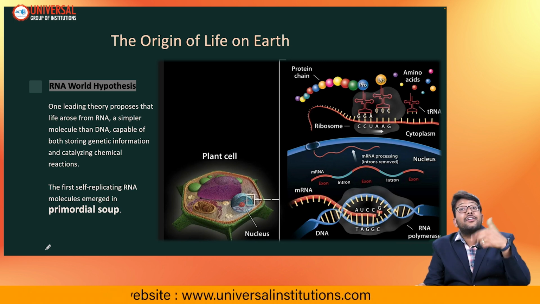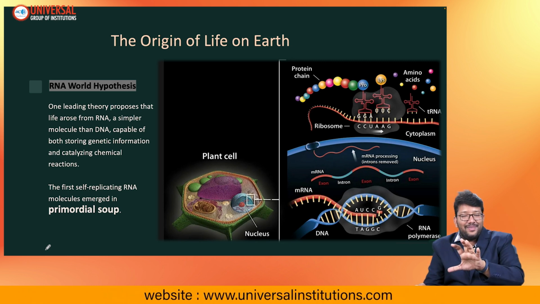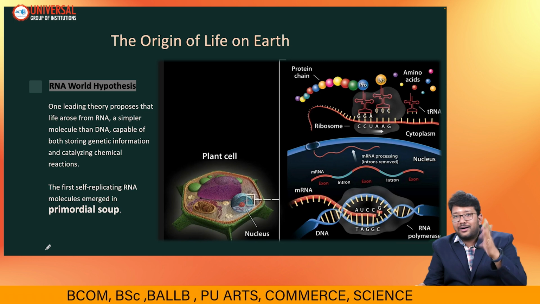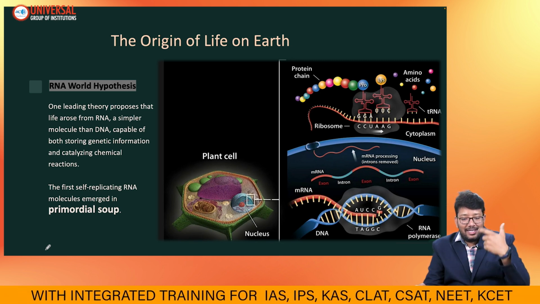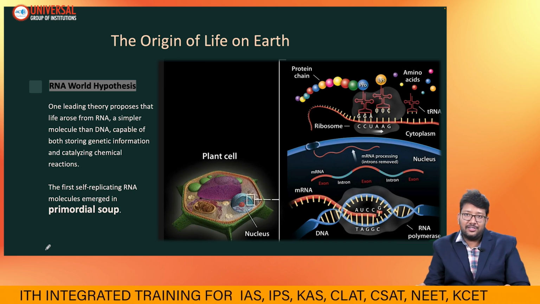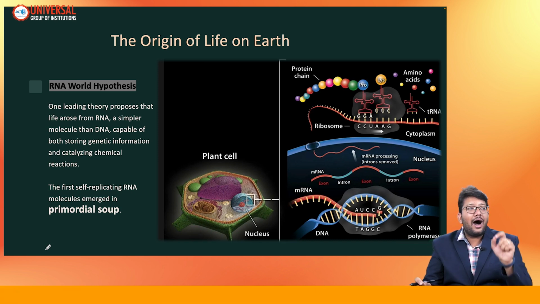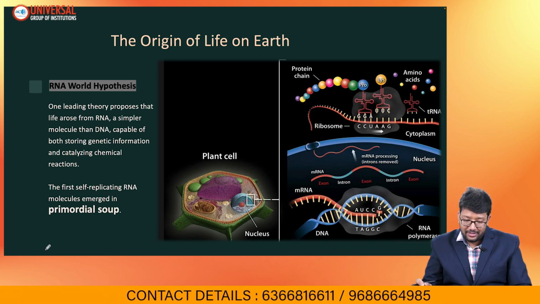Earlier we were talking about the crust, how the earth was formed. Now we will talk about how, once the earth crust was formed and got solidified, we people came. So first, there are three hypotheses. First hypothesis in front of you, the RNA world hypothesis.